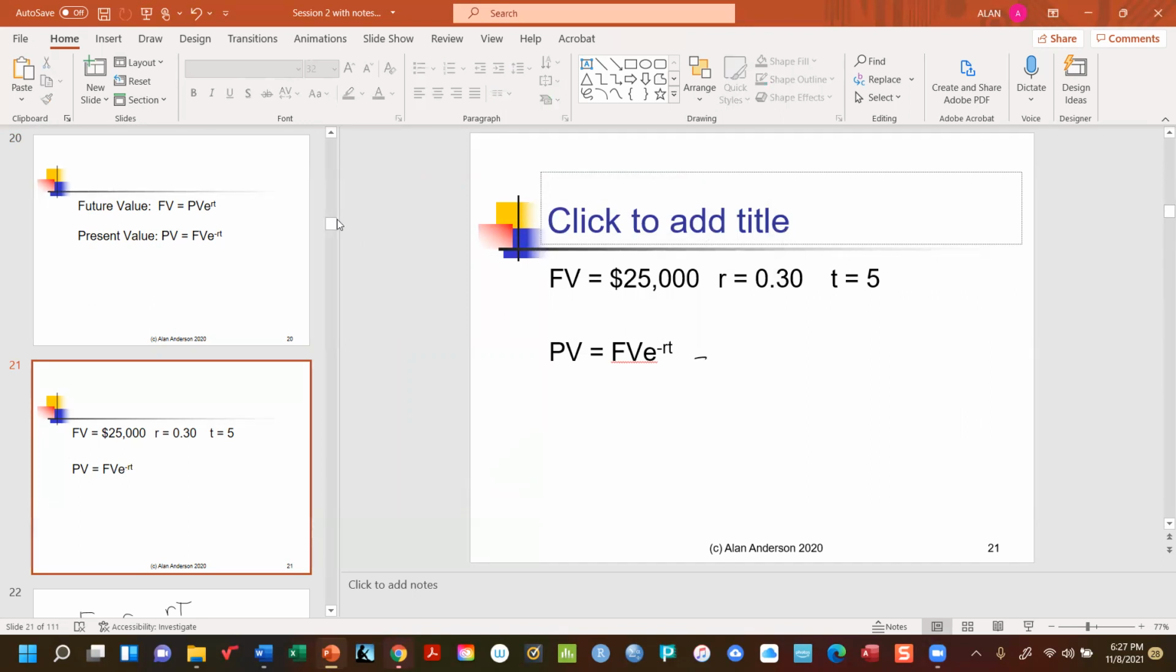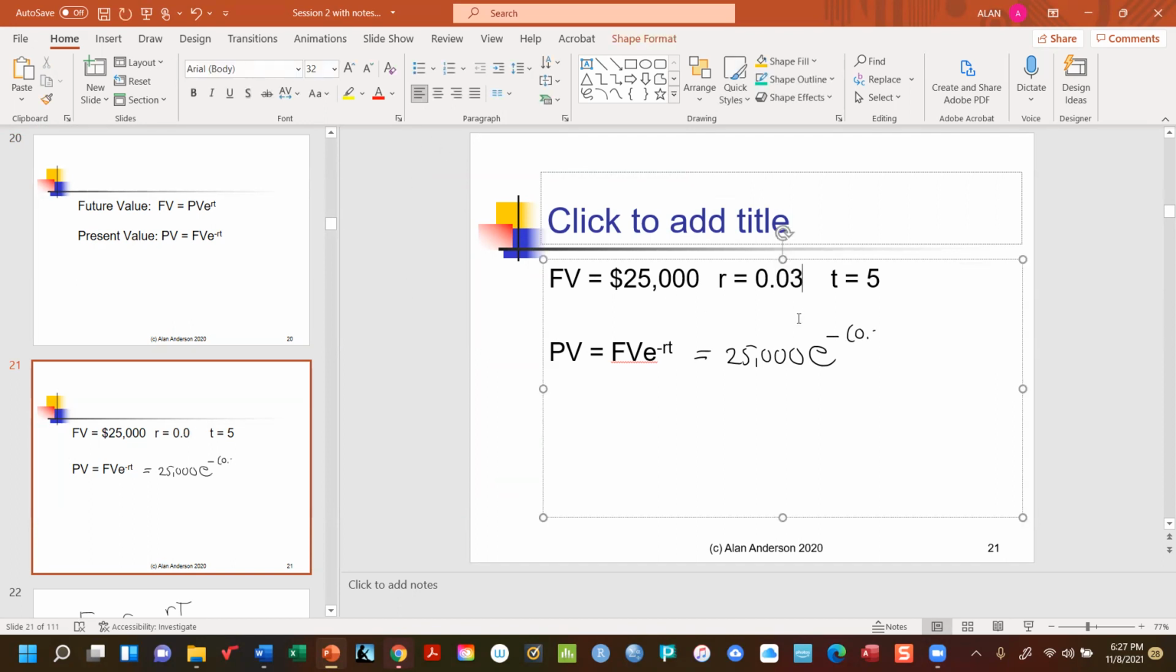Equals 25,000 e to the minus point. Oh, I made a typo here. This is 0.03. All right, so the minus r is minus 0.03. The time is 5 years.